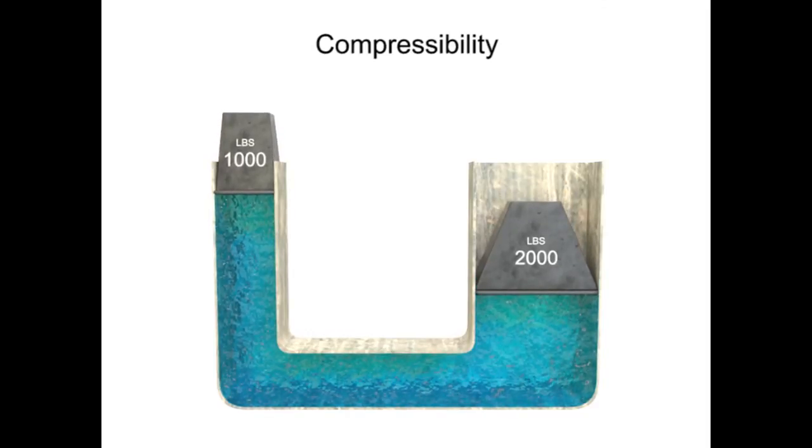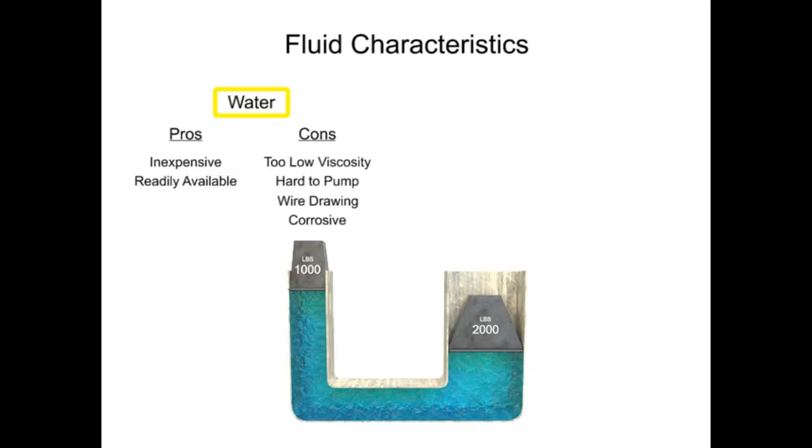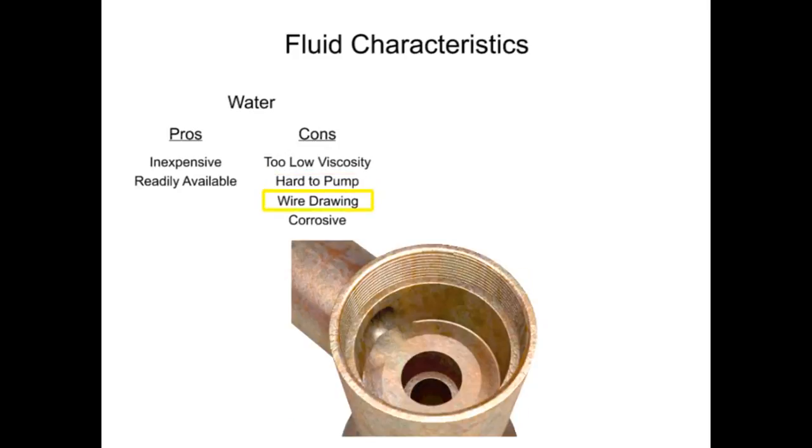Years ago, water was used as the first hydraulic fluid because there was no other liquid available in such large quantities at such a low cost. There are some major drawbacks to using water as a working fluid. Due to its low viscosity, it is difficult to pump. Additionally, the speed at which it flows through the system causes an effect known as wire drawing.